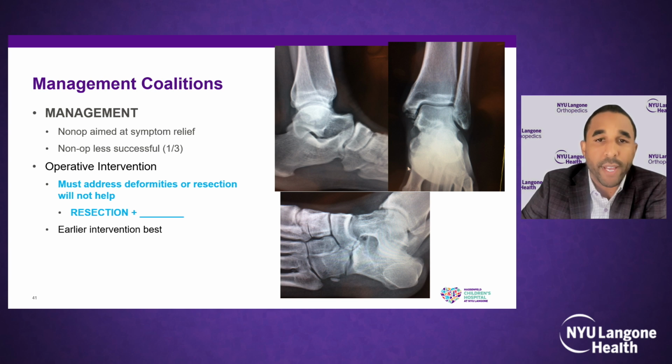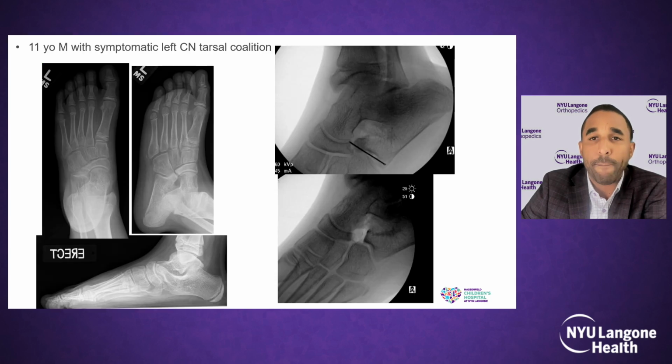So make sure you're evaluating the whole foot. Don't get hyper focused on that one spot. And this is an example of that coalition resection. This was actually just a simple one that did not need any correction and nicely removed.